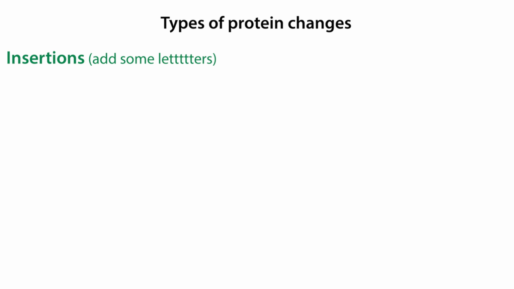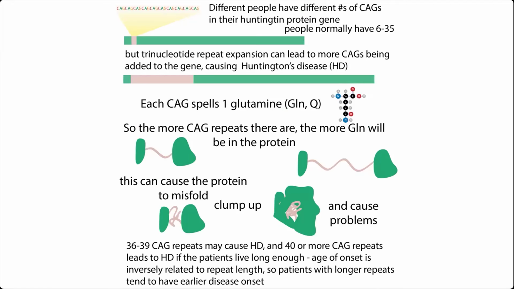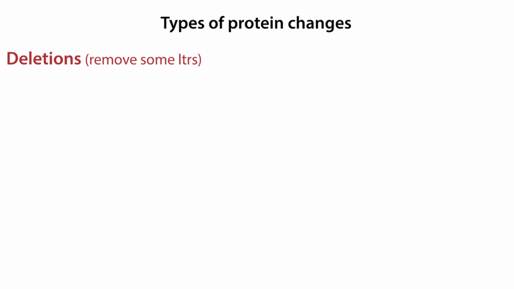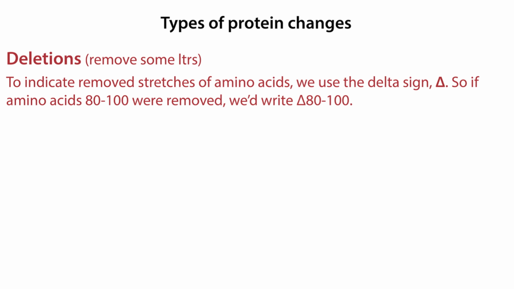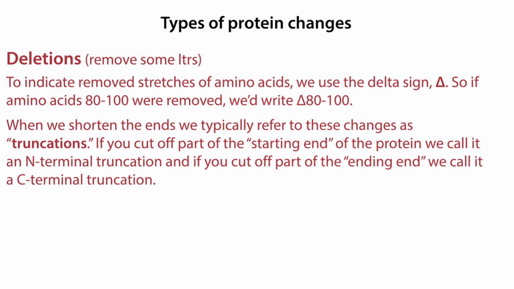Insertions, that's where you add some letters. And so these are kind of harder to specify in the shorthand. But insertion mutations can happen and cause diseases, such as Huntington's disease. We do, however, deal more with deletions. And so deletions we can indicate with that delta sign. So if we remove amino acids 80 to 100, we'd write delta 80 to 100. Sometimes what we're doing is we're shortening the ends of proteins, and so we often refer to those as truncations.